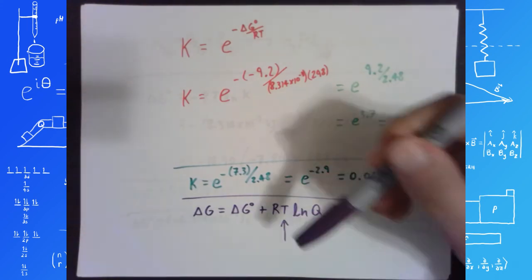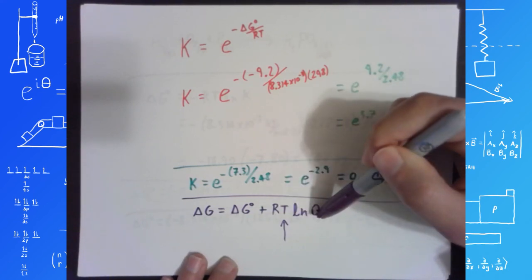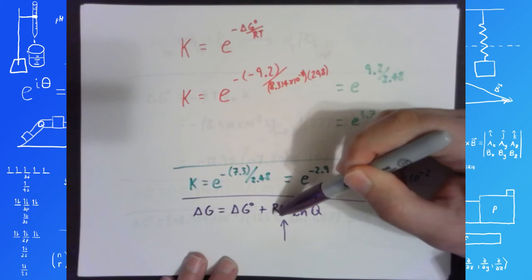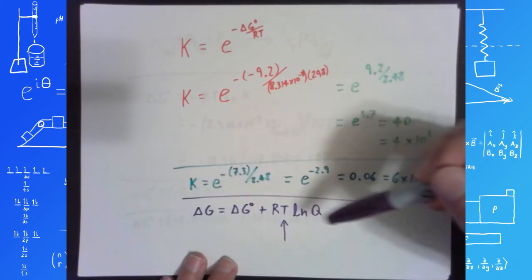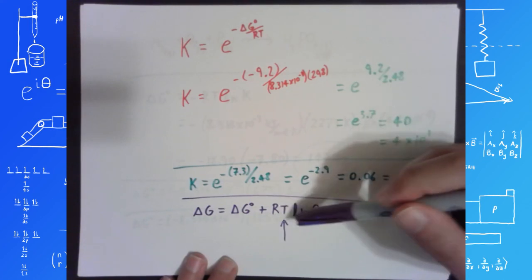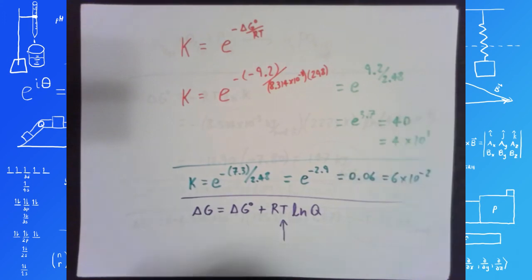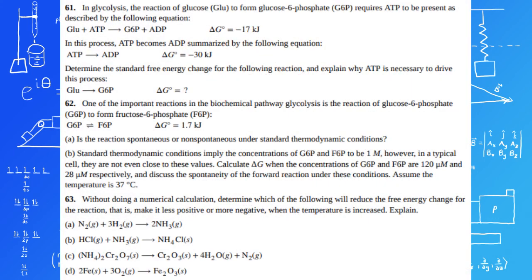So if ln of Q is a negative, then increasing the temperature will make delta G more negative. If ln of Q is positive, then increasing the temperature will make delta G more positive or less negative. So yeah, that's what they're getting at there. At least I think that's what they're getting at.